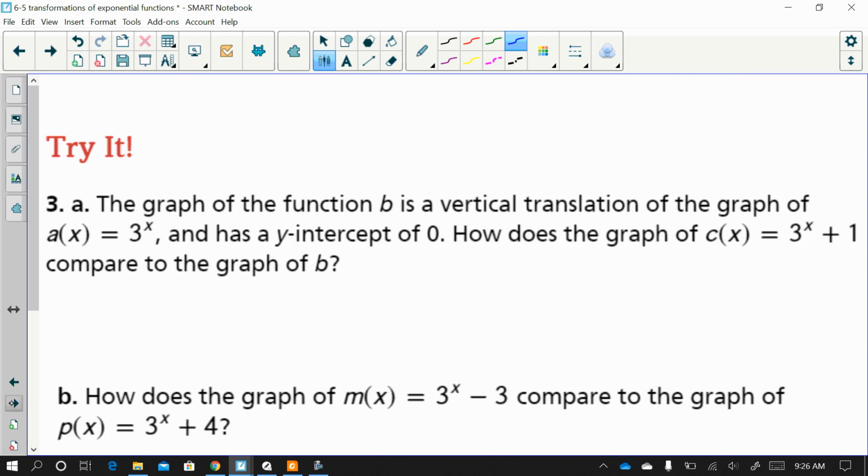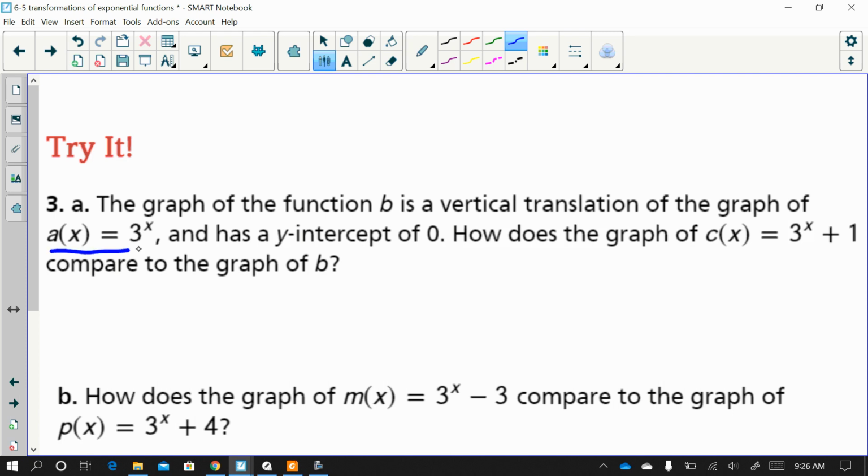Okay, here's a couple to try. Please pause the video, attempt them, and we'll talk about them in a second. So 3a says the graph of the function b is a vertical translation of the graph of a of x equals 3 to the x and has a y-intercept of 0. How does the graph of c of x equals 3 to the x plus 1 compare to the graph of b? So we know what a is, we know what c is. I've got to figure out what b is before I can do the comparison.